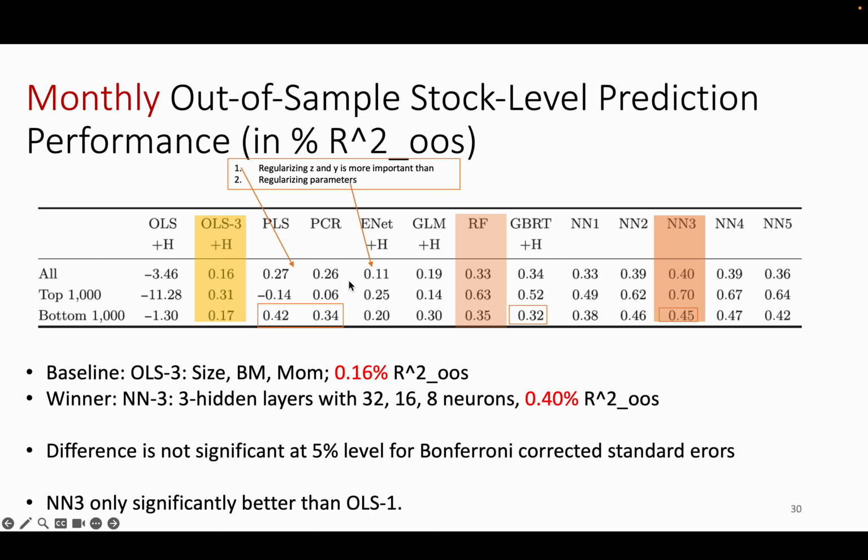Good. What else do we see? Let's look at the top row here, all stocks. We see that PLS and PCR have a 0.27, 0.26 R square. So what did I learn from that? And here's the elastic net. So let me see what I took from that. This is really my research input for you, my lovely students.